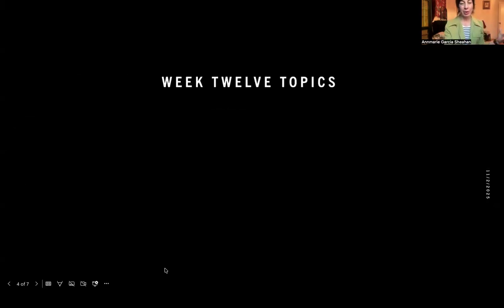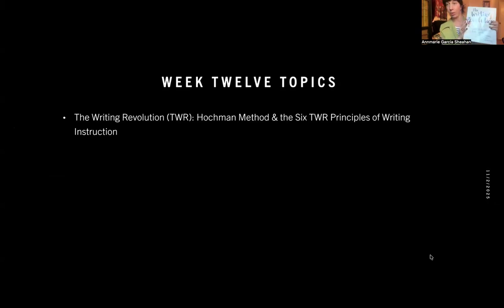All right, let's talk about Week 12. This week, we are moving on to one of our other major course texts, and that text is The Writing Revolution 2.0. This is the most recent of our texts. This edition came out a year ago, so it's very fresh. One of the things that you'll learn through reading this is, of course, what the Writing Revolution is, which we use the term or the acronym TWR synonymously with the Hochman Method. So you're going to learn what the Hochman Method is, and you're going to learn the principles of writing that underlie that method.